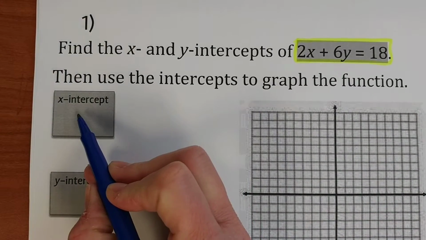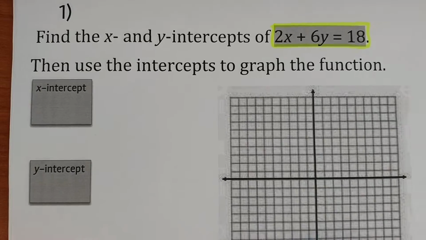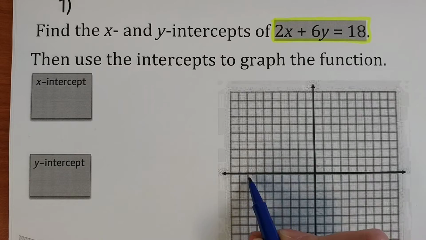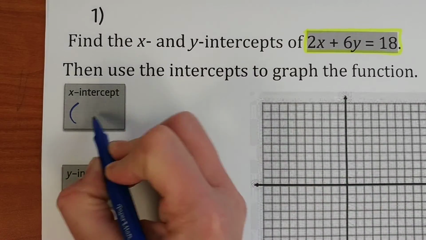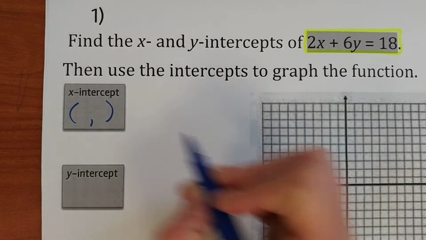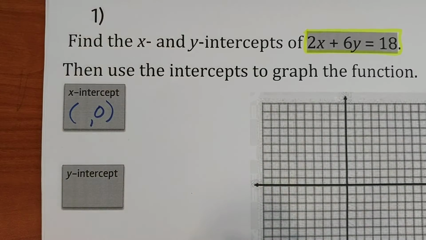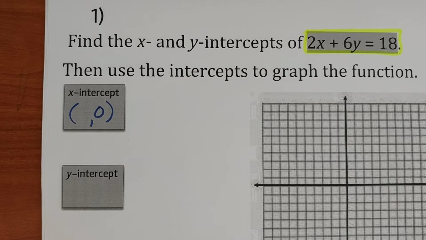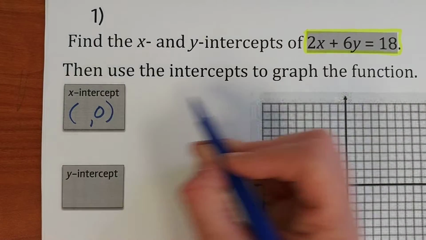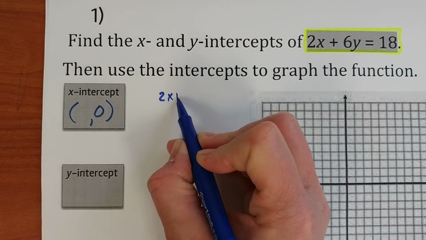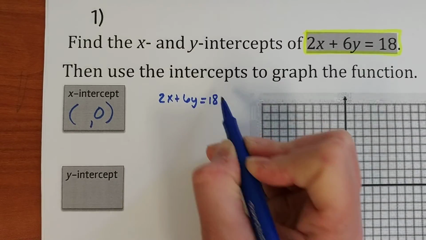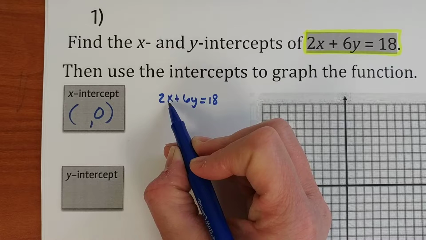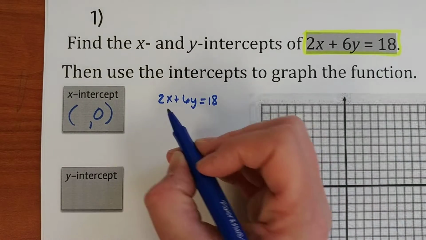So remember, if we're looking for the x-intercept, we're looking for a point along the x-axis. And every single point along the x-axis, if we think about that point, the y-coordinate's always 0. We want to find the location of the point on the x-axis, so we want to find the x-coordinate. So knowing that y is 0, I can use this equation, and I can plug 0 in for y and figure out what x is. Go ahead and do this along with me.